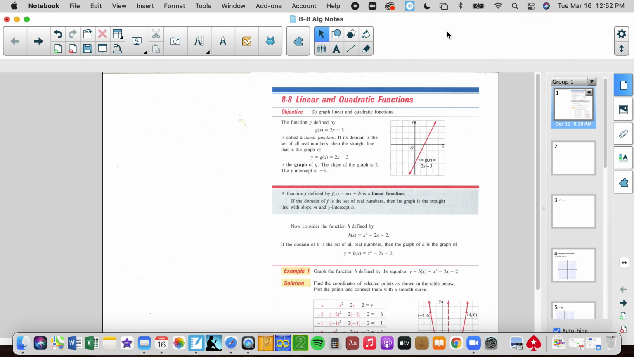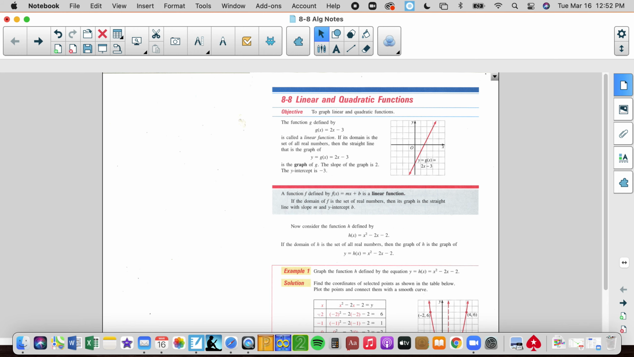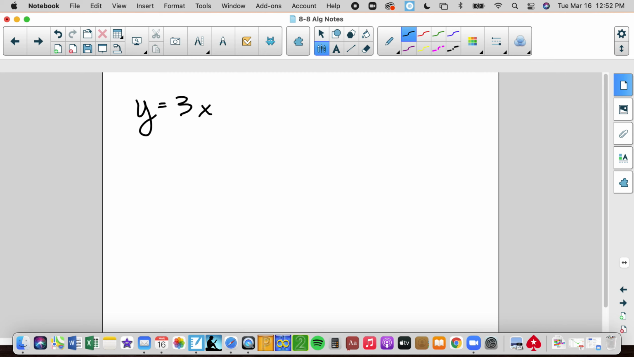Today is section 8.8, linear and quadratic functions. So we're going to learn about graphing lines. Let's remember when we have a linear equation, something like y equals 3x plus 2. Remember that is in standard form, actually it's not standard form, Mr. Mac, that is slope-intercept form. Slope-intercept form is y equals mx plus b.